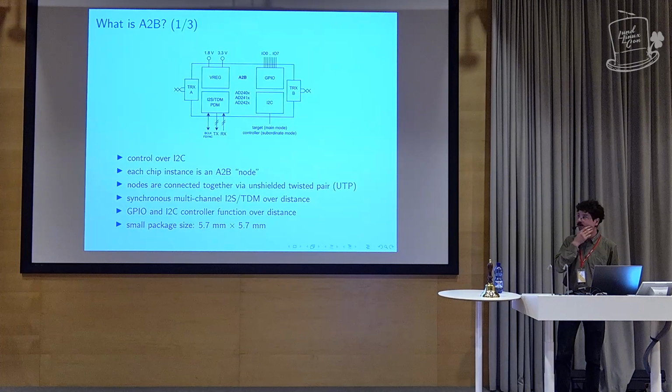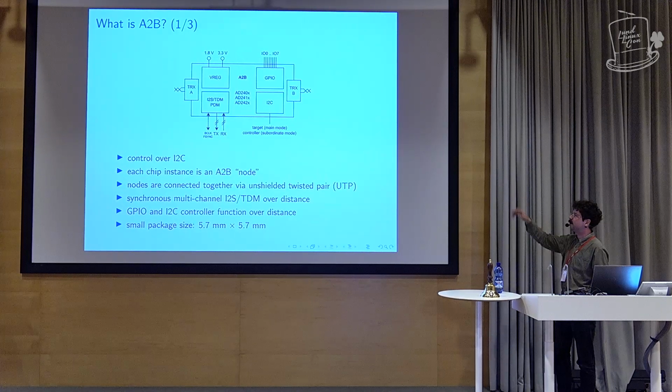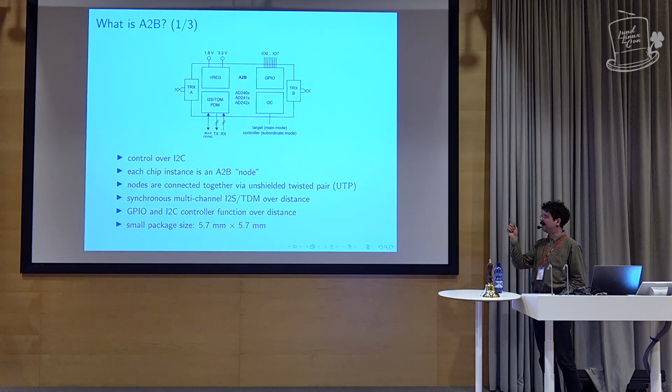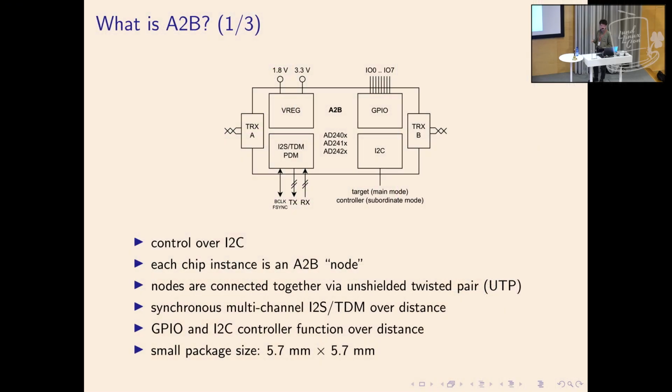Okay, so the diagram you see here is basically just a block diagram of an A2B chip. They are pretty small. I looked in the datasheet today, it's 5.7 by 5.7 millimeters, which is quite nice. They're also pretty cheap, I think it's like $1 on the bill of materials. The current generation that you can buy, these part numbers that I have here, you control over I2C. And they have some peripheral functions, but the most interesting one is down here in the bottom left, which is a digital audio interface: I2S, TDM, and PDM for microphones.